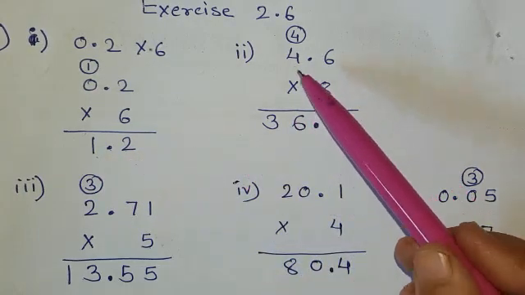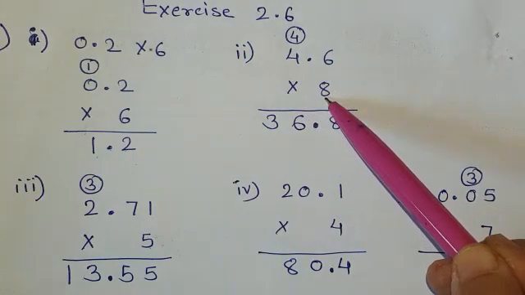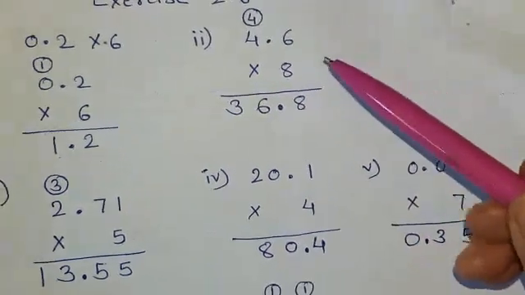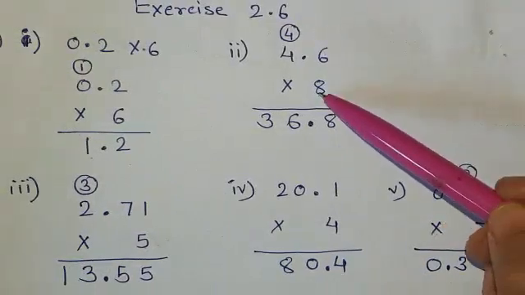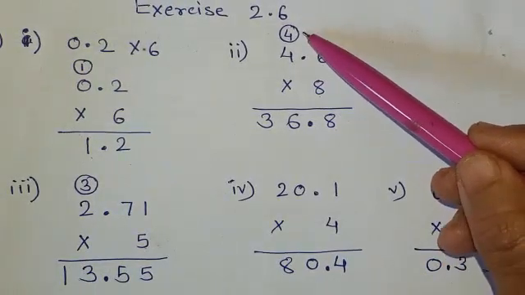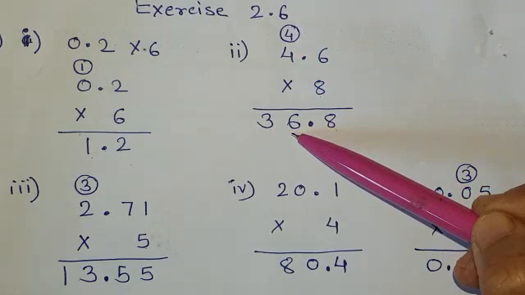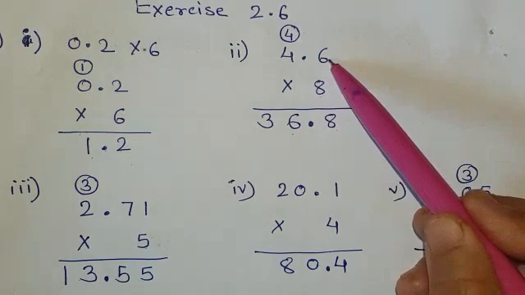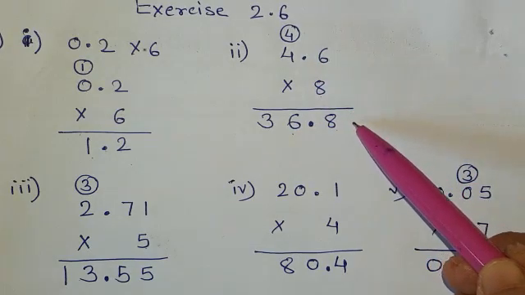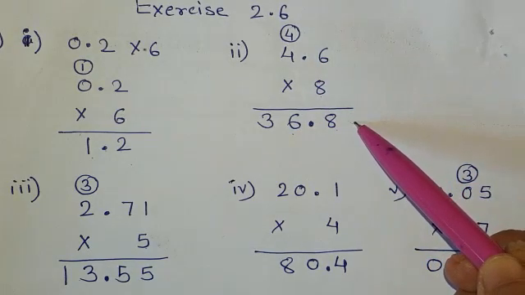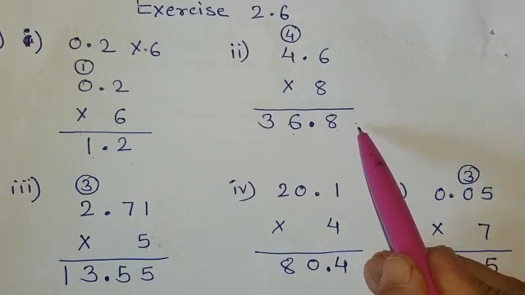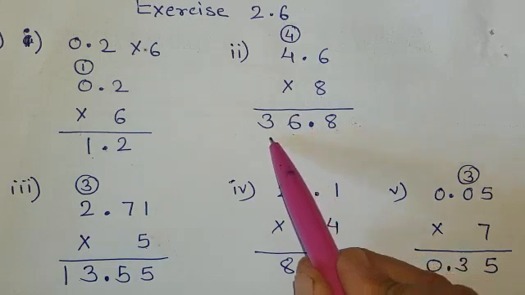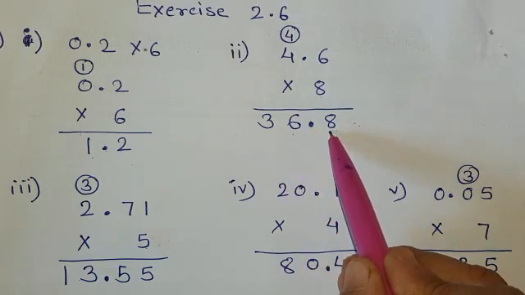Let's see the next one. 4.6 multiplied by 8. 8 sixes are 48. 8 here and 4 carry on to the next number. 8 fours are 32 plus 4 is 36. Now let's put the decimal point. After the point there is one digit. So starting from your right side, this is my right side where my pen is, leave one digit and put the point. So my final answer is 36.8.